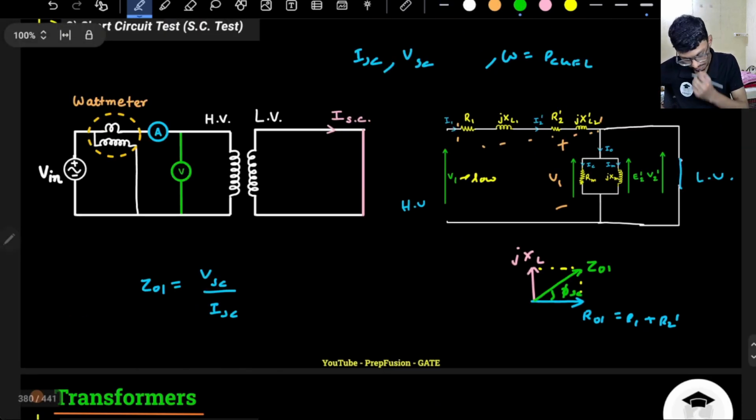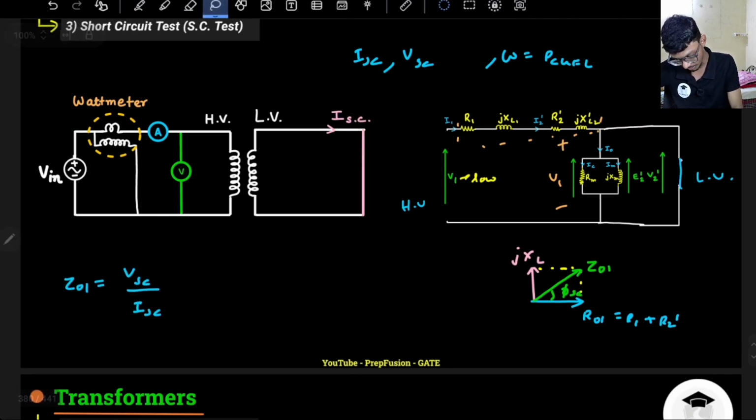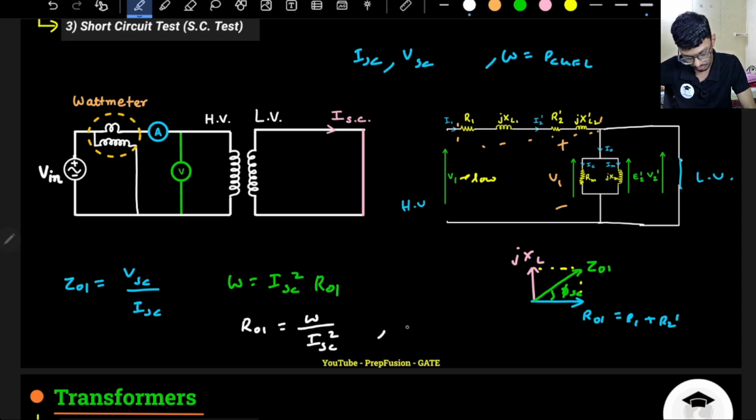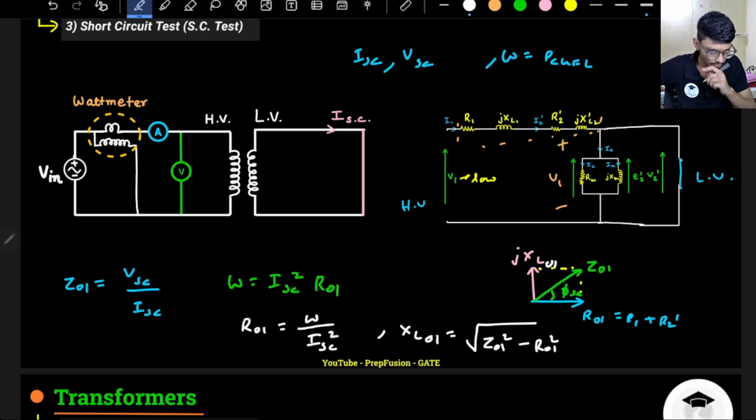So if I want to calculate R01 and the other parameters, I know the wattmeter will read the copper loss. The wattmeter will read I_SC squared into R01. So from there I can easily find R01: R01 will be the wattmeter reading divided by I_SC squared. If I know R01 and Z01, I can easily find XL, actually XL01. XL01 will be the square root of Z01 squared minus R01 squared. Like this you can find it.